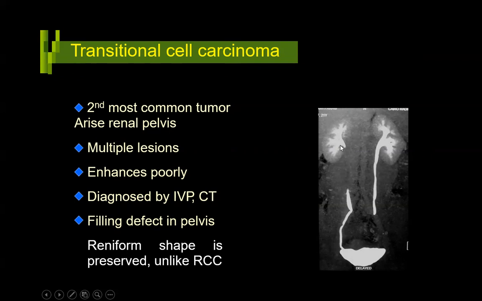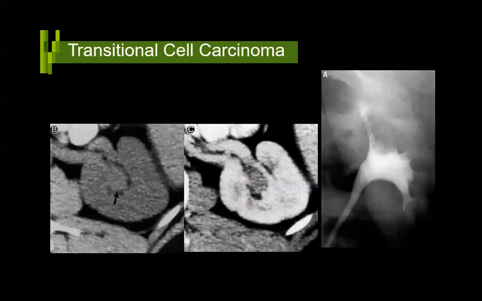If you look at it, there is this filling defect in the upper part. So you need to see whether there is a tumor lying inside, or is there a tumor lying in this part. If you do an IVP, it will give you a filling defect. But then obviously you do a CT, and you will be able to tell what is the reason for this filling defect.